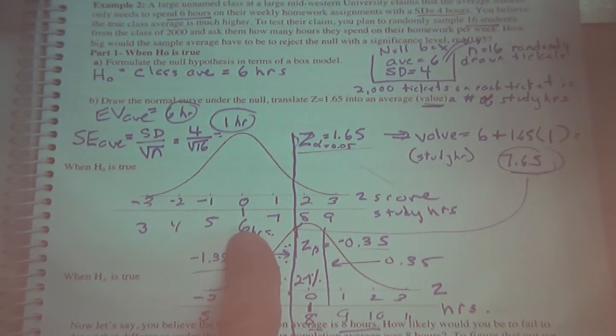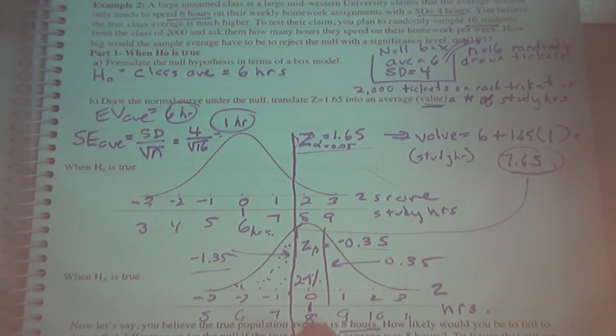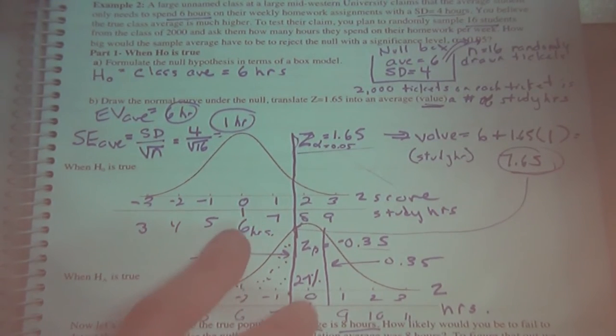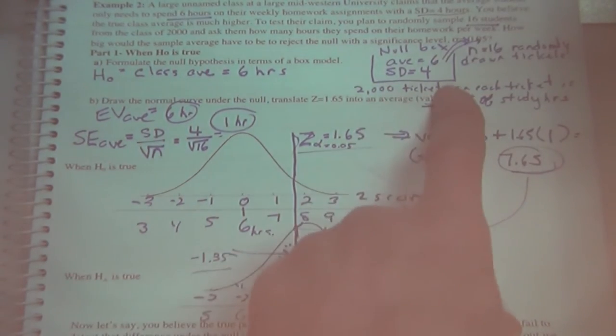So you just want to see what would happen if you sampled, if the true value really was what you believe it to be, 8 hours, and the average in the class of 2000 really was 8 hours, and you want to prove that to your professor and say he's wrong. So your alternative hypothesis is here. That's a 2-hour difference, quite a lot more time that you guys are spending.